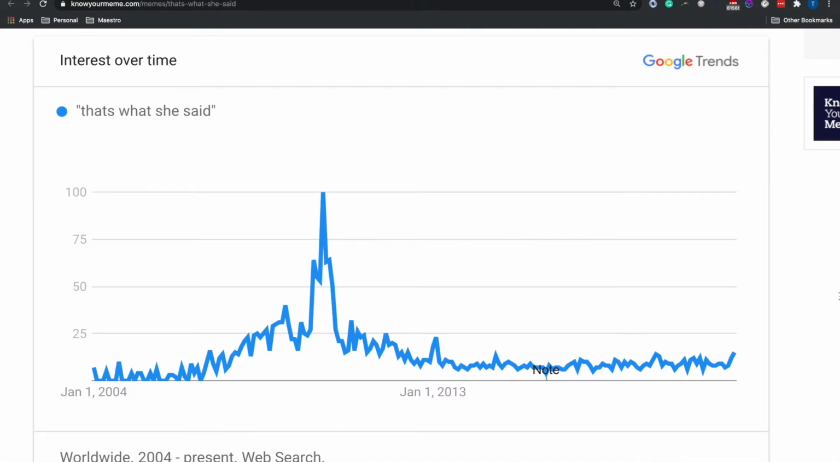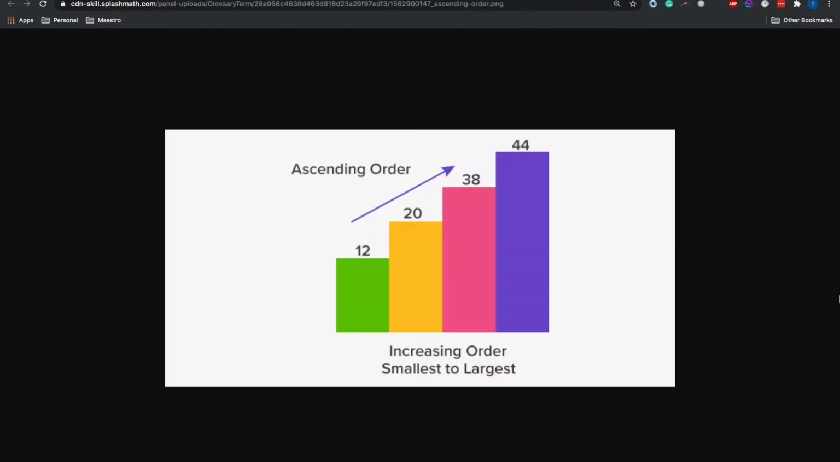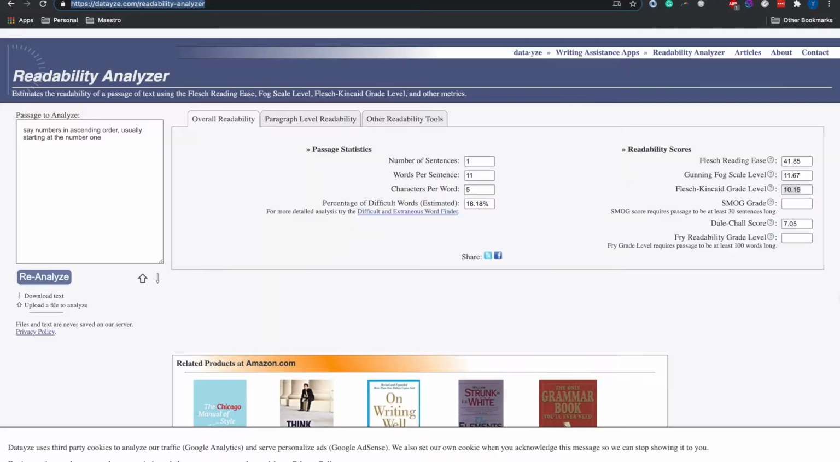So then looking back at the definition of count, we can replace the word recite with the word say. When we do that, we change the definition to now be say numbers in ascending order, usually starting at the number 1. This is easier to understand and lowers the required reading comprehension to that of a sophomore in high school, but we have a long way to go before a child like you could understand this.